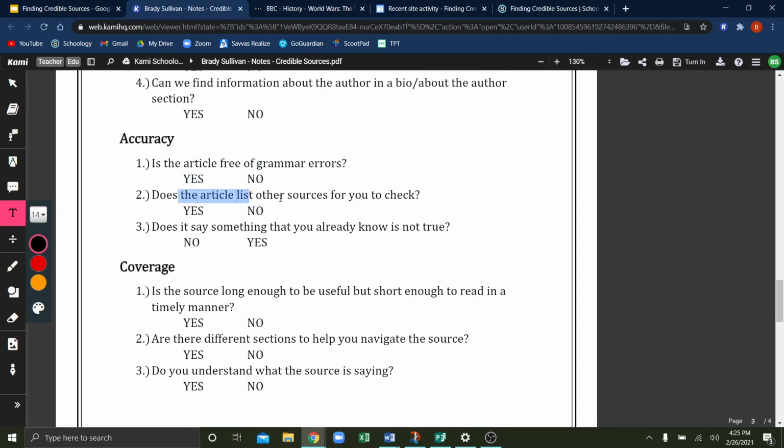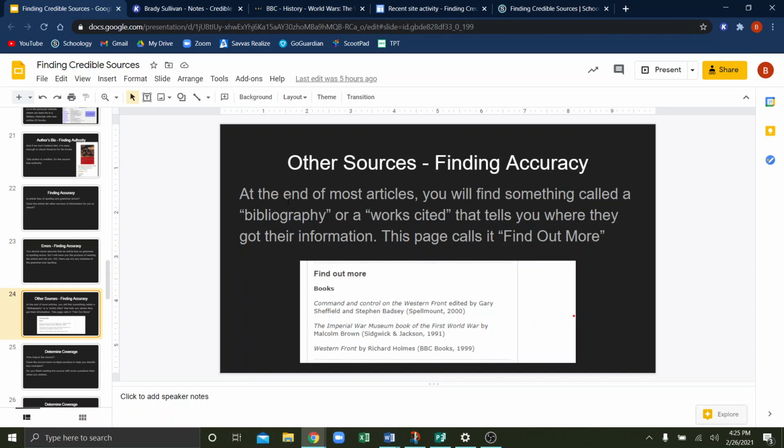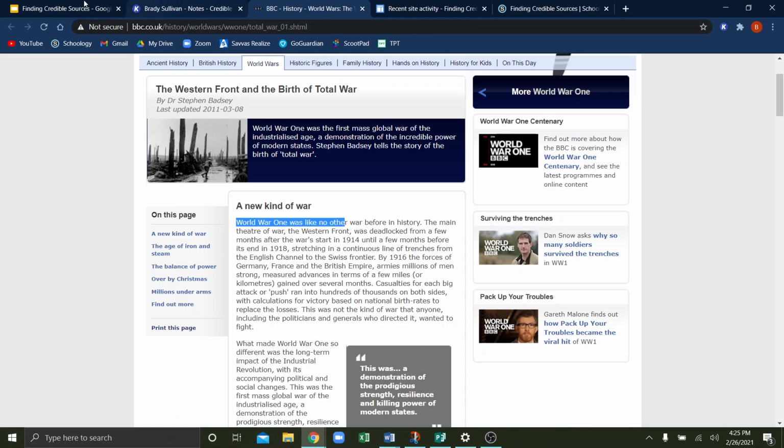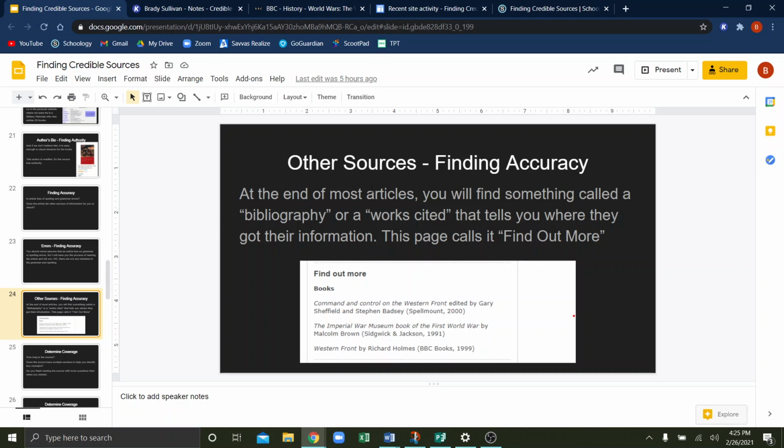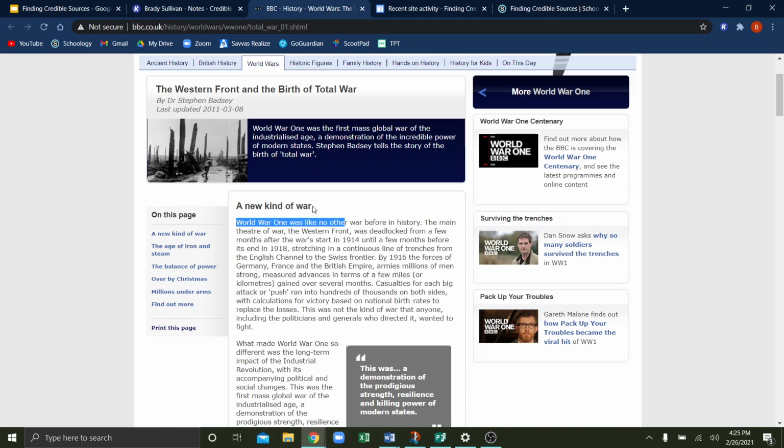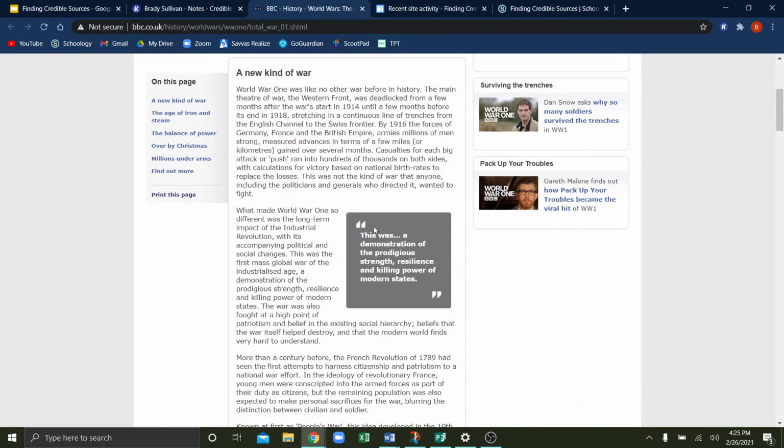Yes. Does the article list other sources for you to check? Let's see here. Other source, finding accuracy. Yes, it does, as a matter of fact. At the end of most articles, you'll find something called a bibliography, sometimes also called a works cited. In this case, it's called a Find Out More, and it's right down here. I'll show you on this website.